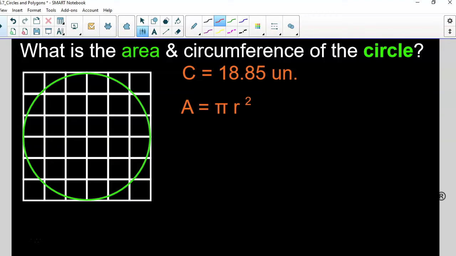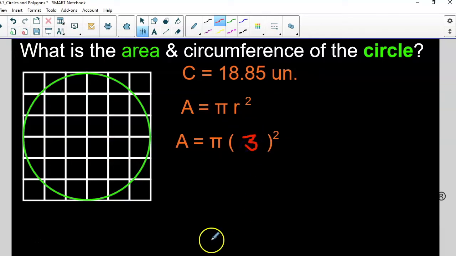The area is pi times the radius. Well, what is the radius? Well, the radius is the distance from the center to the edge. So we have 1, 2, 3 units. So the radius is 3. So I'm going to put a 3 in here.